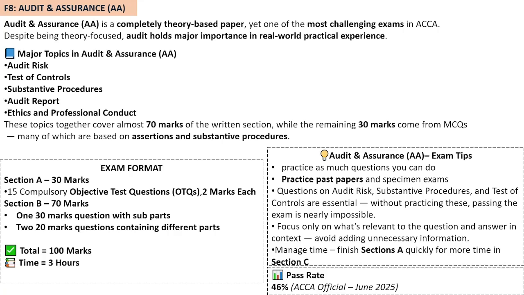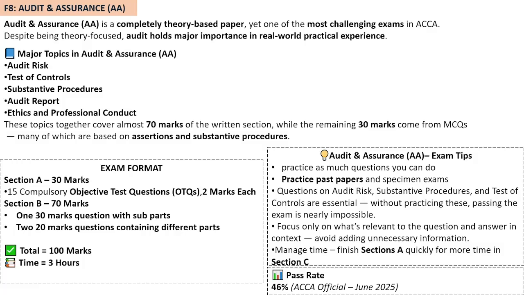Next is audit and assurance. Audit and assurance is a completely theory based paper, but it's one of the most challenging exams in ACCA. Okay, despite being theory focused, audit holds major importance in real world, in practical experience, because you must have heard of the Big Four, KPMG, PwC, Deloitte and EY. These companies do audit, so it's a very important exam for practical knowledge.